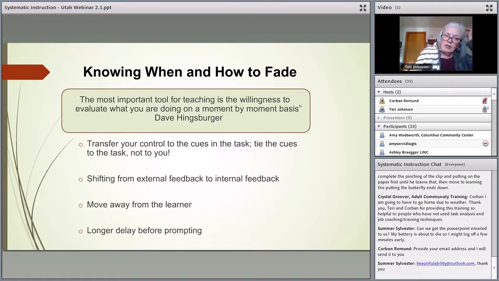Hingsberger, again, the most important tool for teaching is the willingness to evaluate what you're doing on a moment by moment basis. A point I want to make about that is some of you maybe are transitioning from, or have transitioned from, settings where you're working with a larger group of people, maybe 5 people on a crew or 15 people in a workshop where you're responsible for their production and independence.